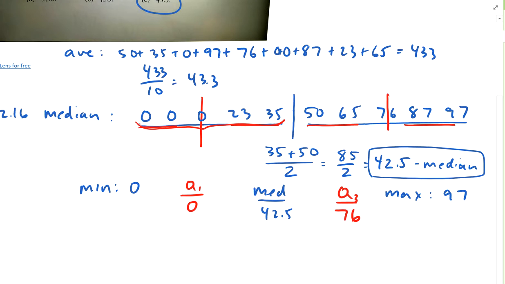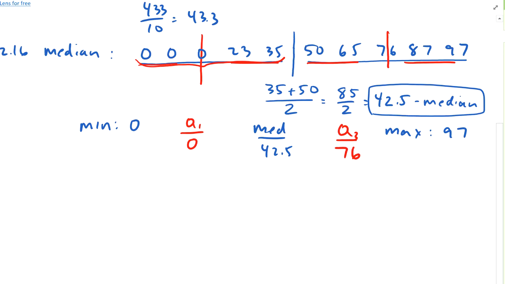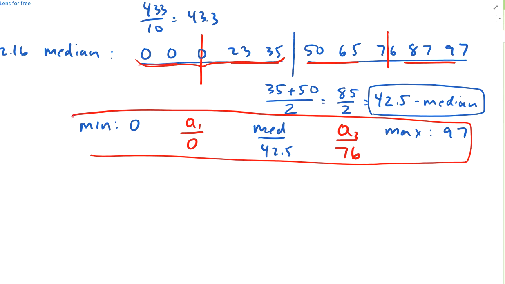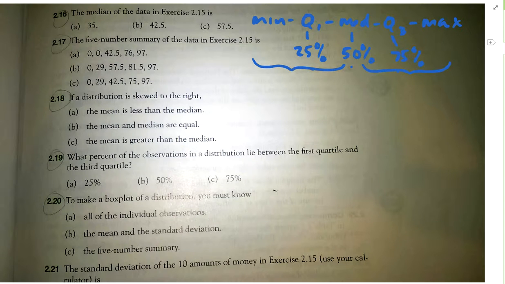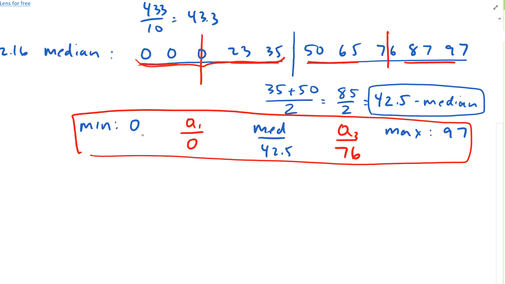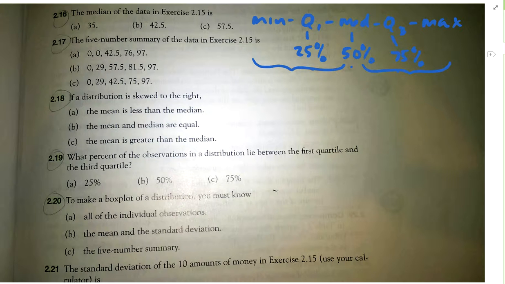25% of the data is below 0, and 75% is above, is how that works. So the 5-number summary is this right here. Okay, so that is this right here, which should be, oh, look at that, I have to look back and see what I wrote. 0, 0, 42 and a half, 76, and 97, which would be that guy right there.